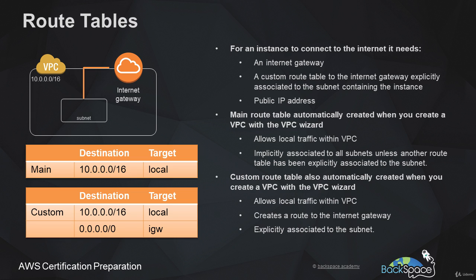So if you have a question that says you cannot connect to the internet and you have a route table that doesn't have a route to an internet gateway, then that would be the issue. Or if you're trying to connect to the internet and you don't have a public IP address, that would be an issue as well. So you need to have those three: an internet gateway, a route through to the public subnet, and a public IP address.